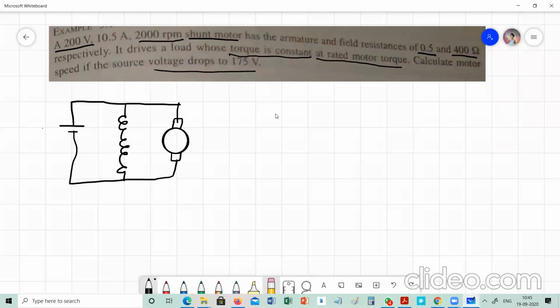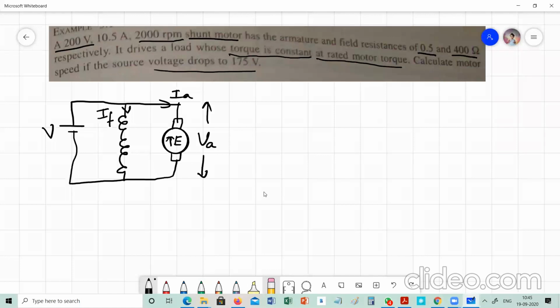The source voltage I will draw here as V, as per the convention we have used in the book. We have to follow those conventions while drawing the diagram. The field current is IF, the armature current is IA, the back EMF will be capital E or EB, and the armature voltage will be VA. This is the diagram.